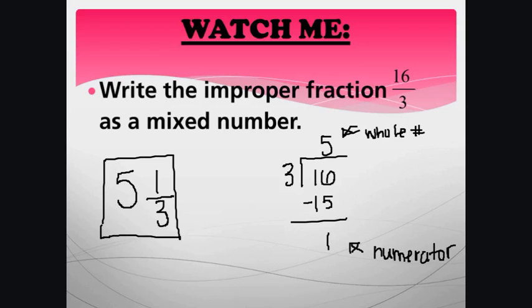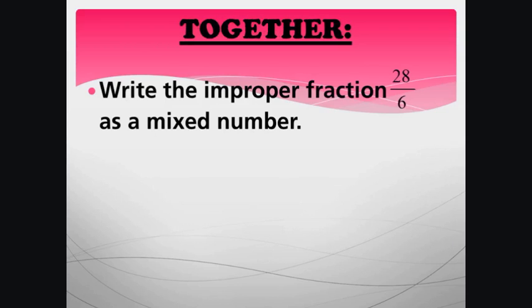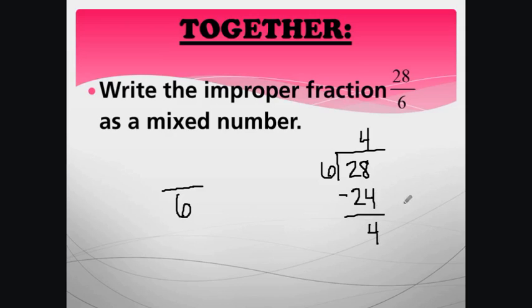Let's go ahead and do one more example of that as well, where we're asked to convert the improper fraction of 28 over 6 into a mixed number. My denominator is going to stay the same, which is 6. And I'm going to divide 28 by 6. 28 divided by 6, without going over, I know that I can multiply it 4 times. And 4 times 6 is equal to 24. I'm going to have a remainder of 4.